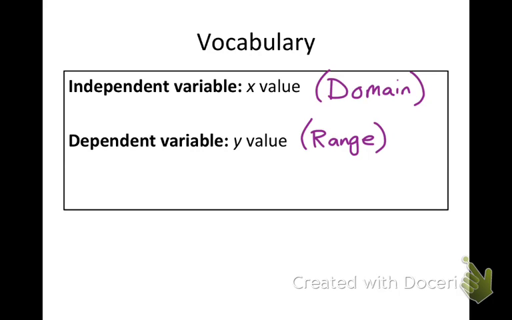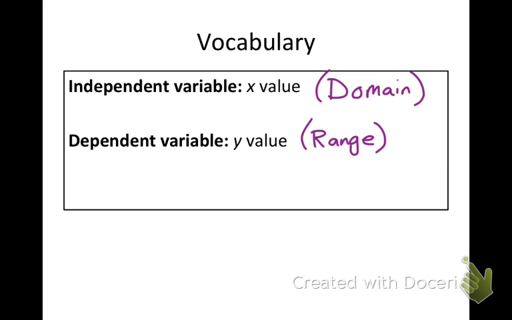Now, do you remember the rules that make something be a function or not? What needs to happen? Can't repeat. Good. So for something to be a function, you cannot have repeated x values. That makes it not be a function.